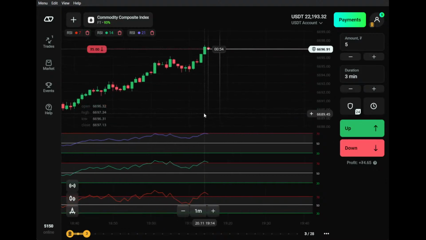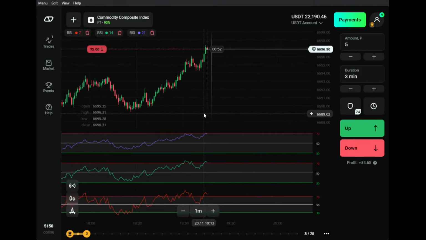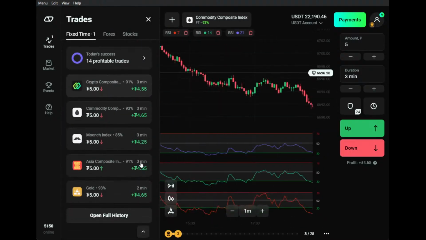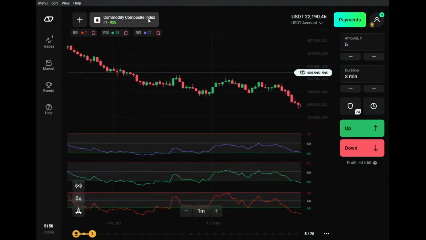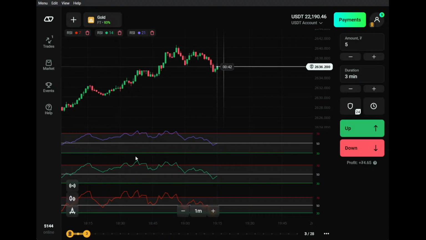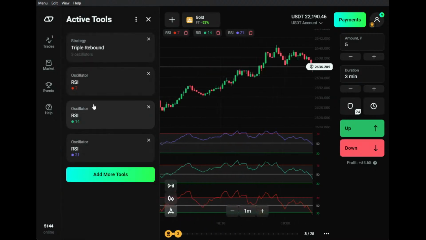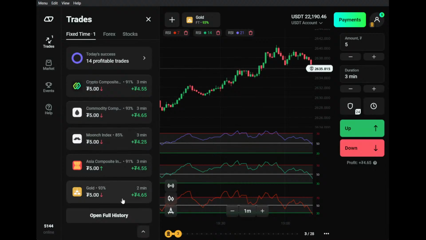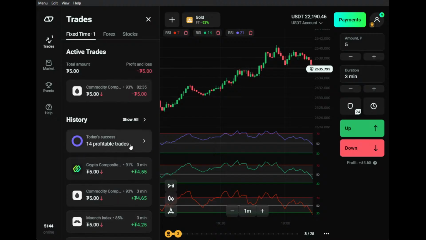Okay, here we have a signal. I have made a down trade. Let's see how this one goes. So in triple rebound, I noticed that whether it's a 2-minute trade or a 3-minute trade, all of them are giving a good result. Yes, 14. And see, I will never say that this normally happens with me or with anyone actually. But if you understand your strategies well, if you know them very well, this can happen.